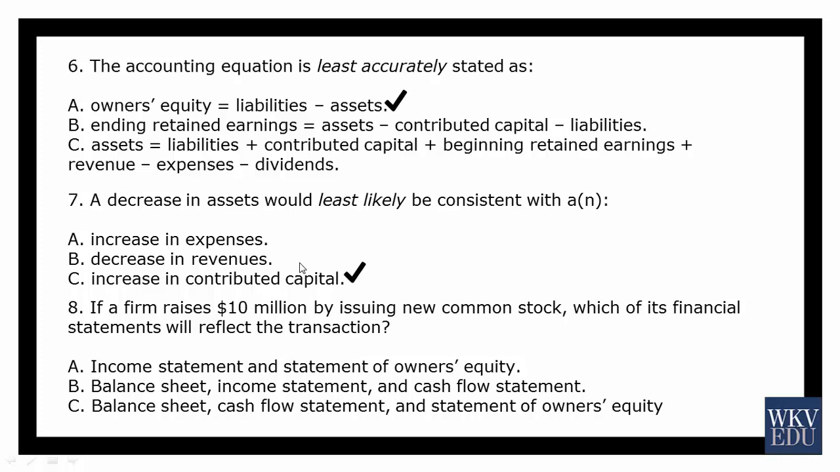If a firm raises $10 million by issuing new common stock, which of its financial statements would reflect the transaction? The 10 million raised appears on the cash flow statement as an inflow under financing activities, and on the statement of owner's equity as an increase in the contributed capital. Both assets and equity increase on the balance sheet. The income statement is unaffected by this issuance. Therefore, option C is the most correct option.